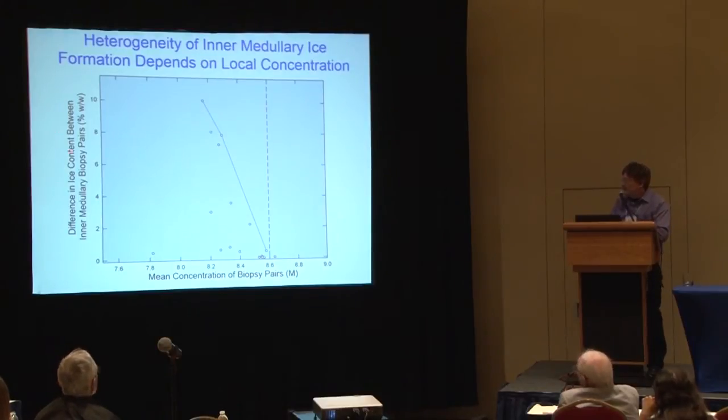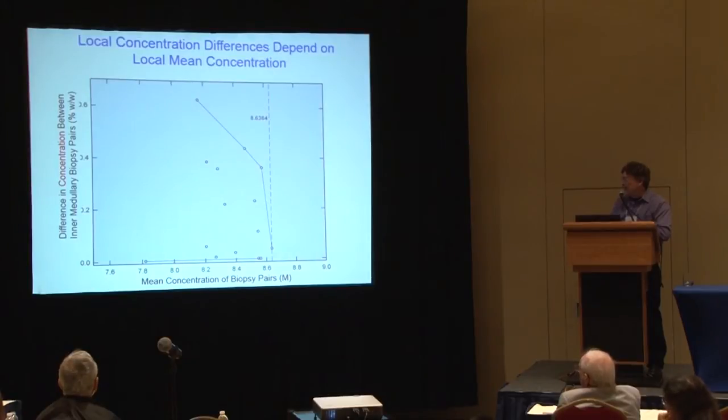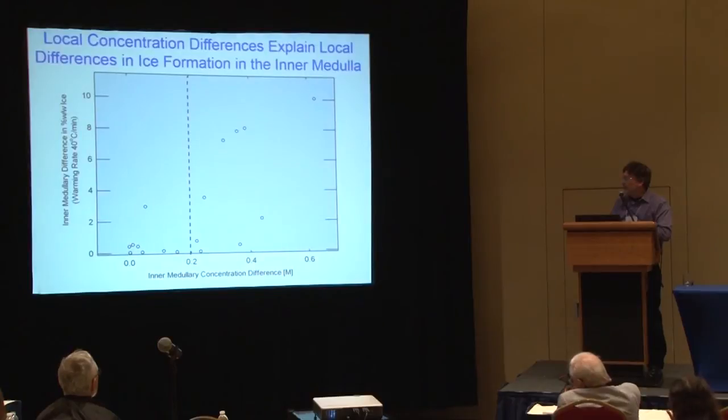And if you look at the difference in the amount of ice that formed between the biopsy pairs against the mean concentration of the biopsy pairs, you find a kind of a rational relationship between those variables. Again, snuffed out when you get to about 8.6 molar tissue concentration. And now, if you translate the ice data into concentrations, you see basically the same effect. And so now we can plot those two things against each other to find out how much of a difference in concentration there is from region to region within an inner medulla that's driving all of that ice formation.